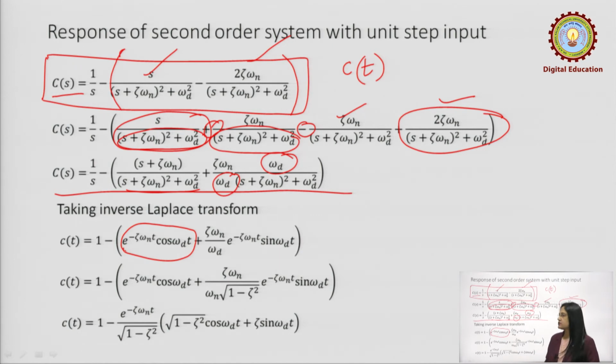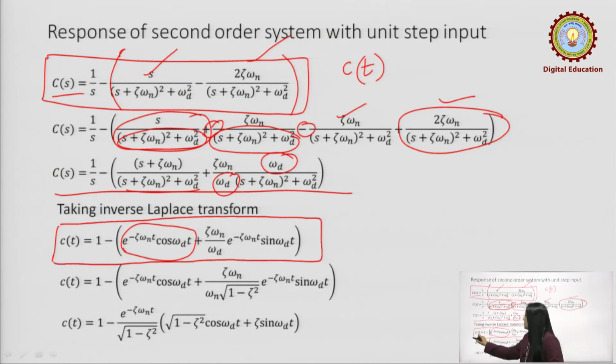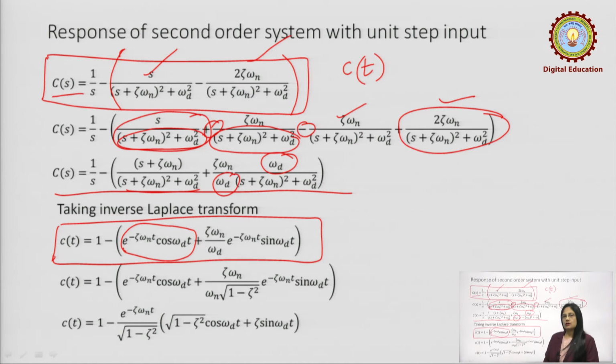Applying the inverse Laplace transform, we get an exponential term e raised to minus zeta omega n t cos omega d t plus zeta omega n upon omega d e raised to minus zeta omega n t sin omega d t. So, after applying the inverse Laplace transform, we obtain the time domain response of a prototype second order system when subjected to unit step input.